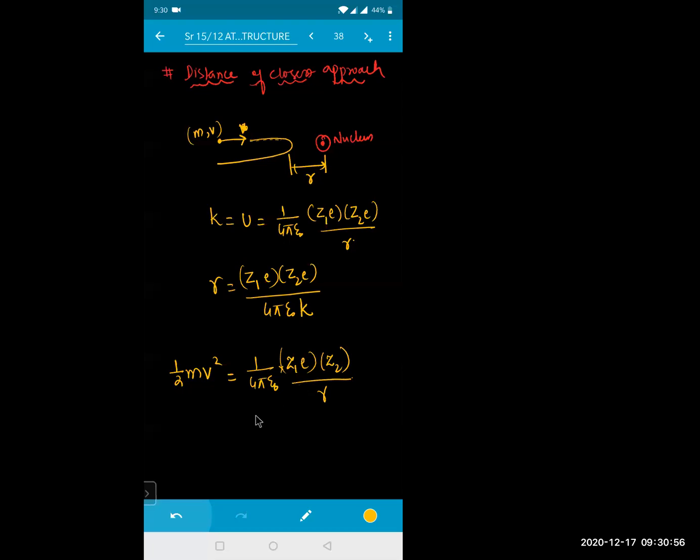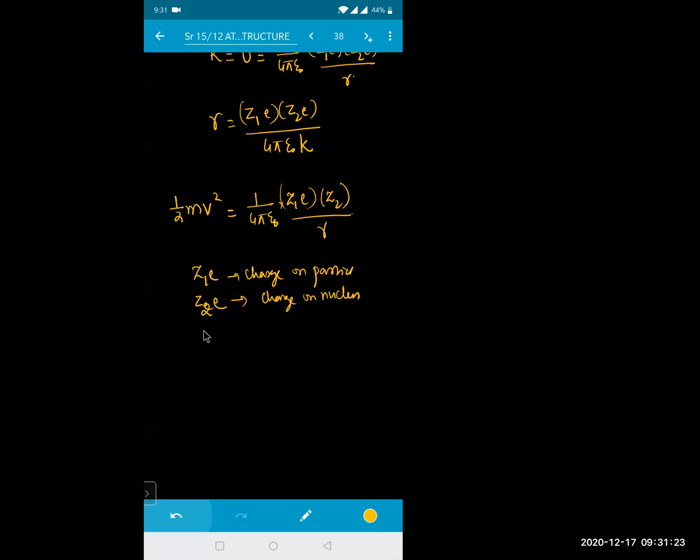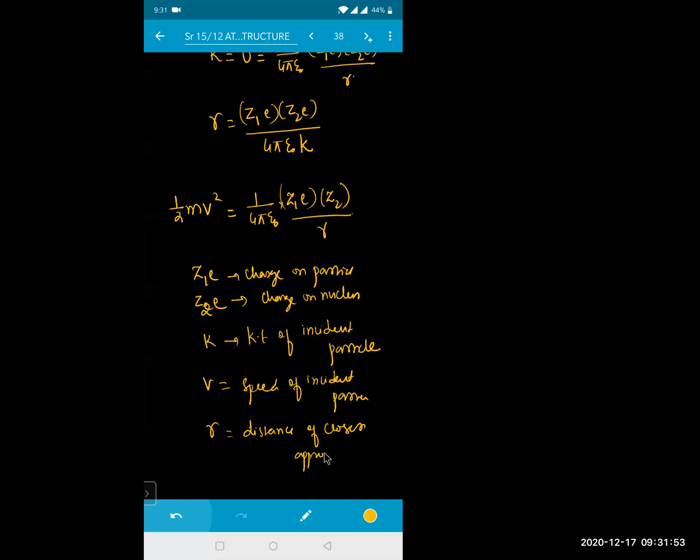K is what here? Kinetic energy of your incident particle. Z1 into e is nothing but the charge on the particle. Z2 into e is nothing but the charge on the nucleus. K is equal to the kinetic energy of the incident particle, and v is the speed of the incident particle. m is equal to mass. R is the distance of closest approach. Okay?